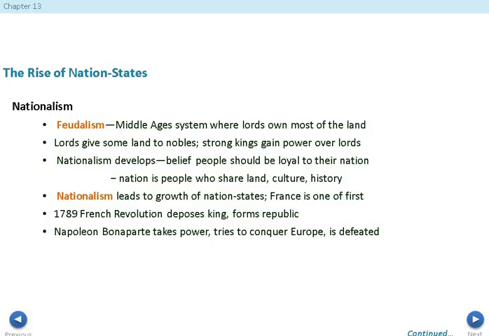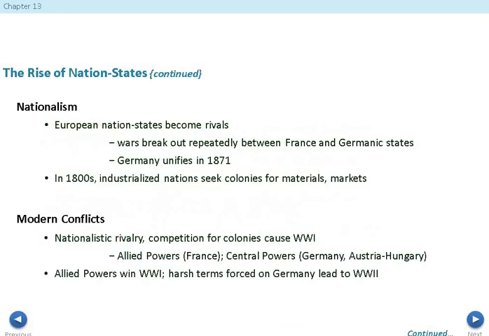In 1789, you see the French Revolution, which deposes a king and forms a republic. Napoleon Bonaparte then takes power, and we've talked about Napoleon Bonaparte in previous chapters, but he tries to conquer all of Europe. He becomes very, very close, and as some of you remember this story, he continues to take over a bunch of areas, but when he tries to take over Russia, it's too cold, and he is defeated. If you've ever heard the phrase, it's his Waterloo. At the Battle of Waterloo is where Napoleon is defeated.